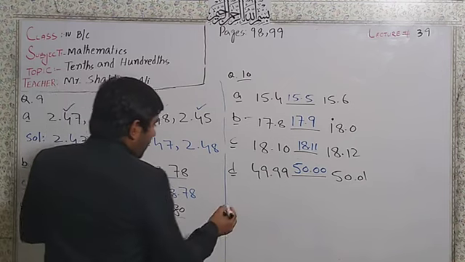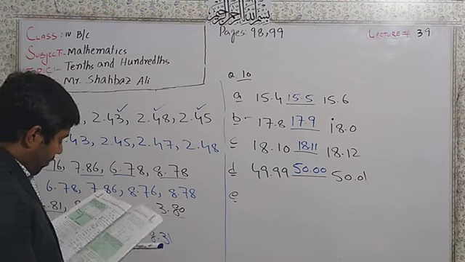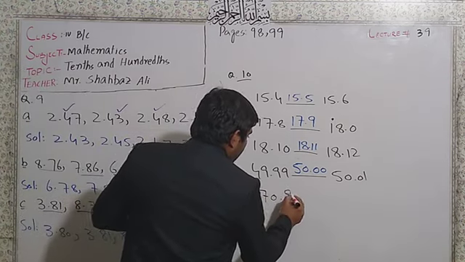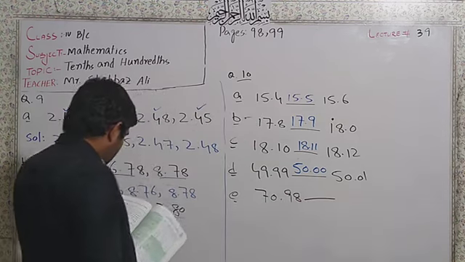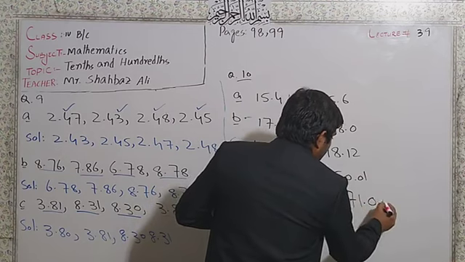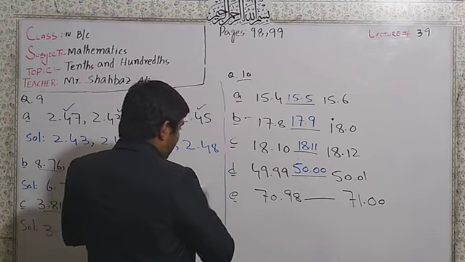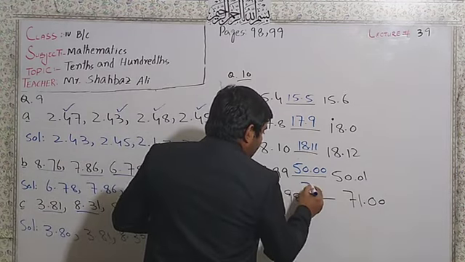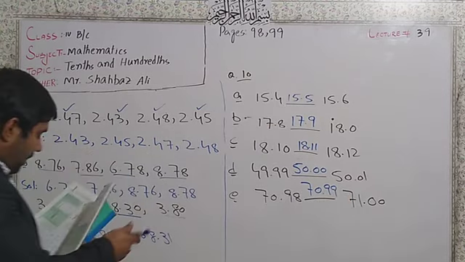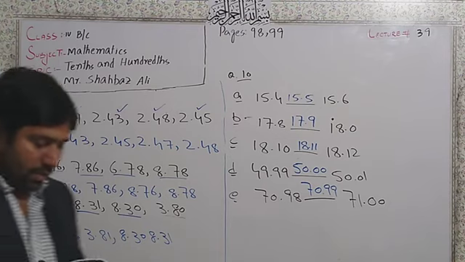Last part E is 70.98, 70.98, then blank, then 71.00. So what will be the number after 70.98? There will be 70.99. This is the answer. Okay dear students, I hope you understand this question.